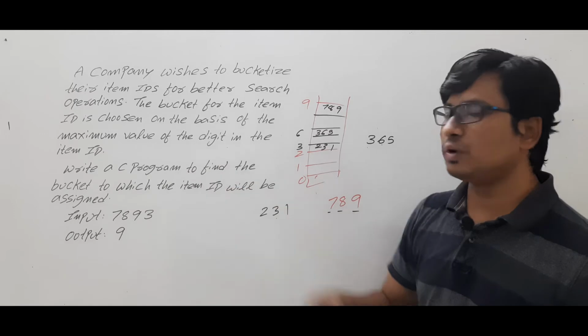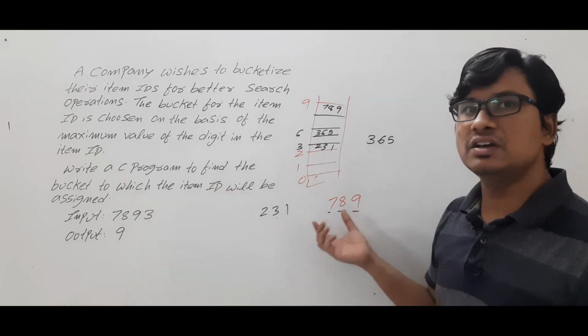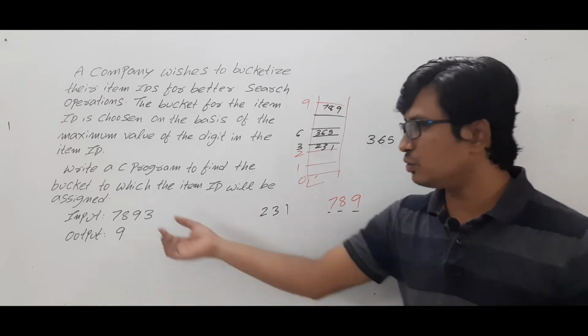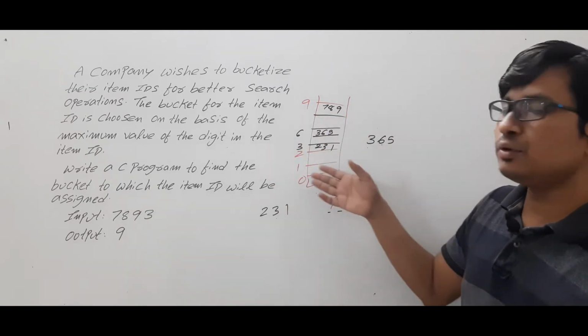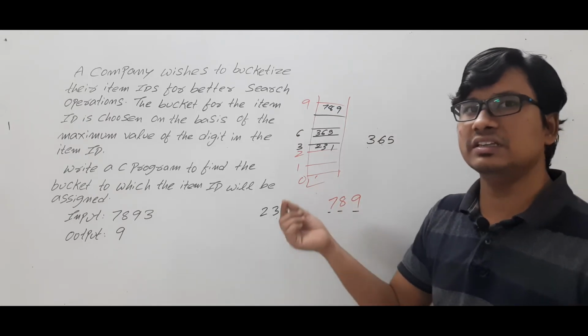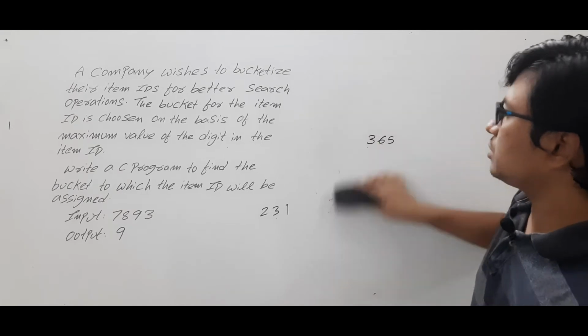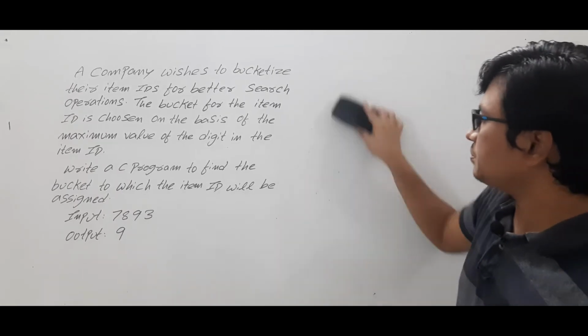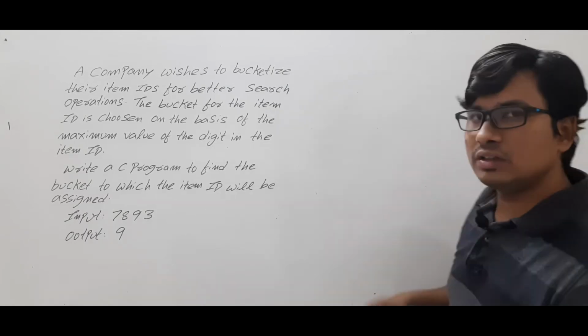So for us, what they are asking us to do is write a C program to do this task for any number. Not only for this number, for any number, we have to find the maximum digit in that number. So I hope you have understood the question by this time. Now let me discuss what is the logic I need to apply to solve this question.